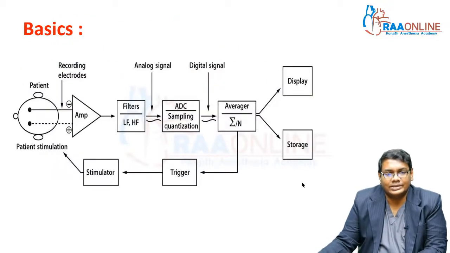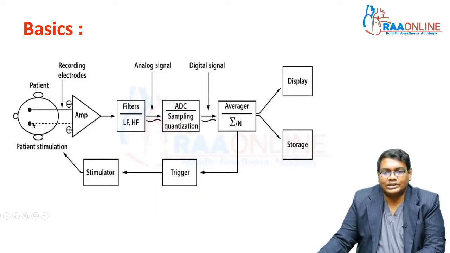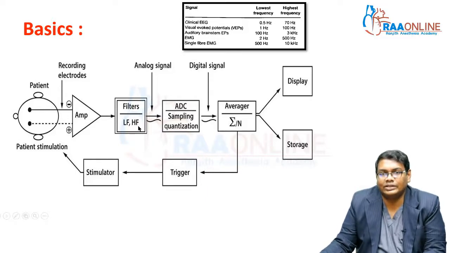So, coming to the basics, this will be the central processing unit. A trigger and a stimulator will be given, a stimulation will be given to the patient, and the response will be picked up by the electrodes. It will be amplified and then filtered. Filter means there is a low pass filter and a high pass filter.